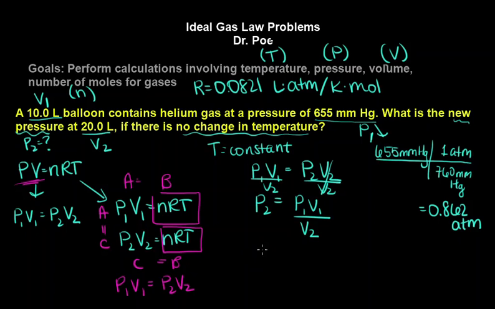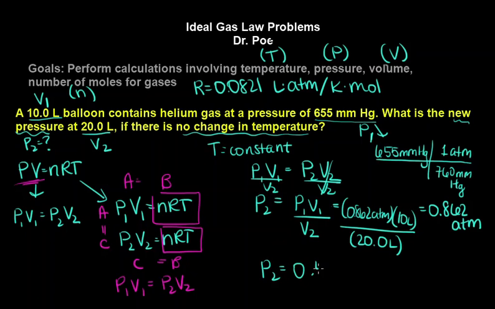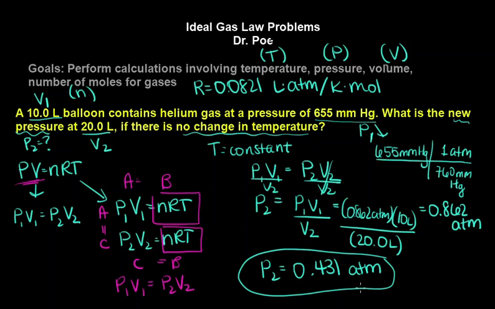Okay, so we're going to go ahead and plug that in. P2 equals 0.862 atmospheres times V1, looking back here, it was 10 liters, divided by V2, which was 20.0 liters. So our P2 is going to be 0.862 times 10 divided by 20, which is 0.431 atmospheres.